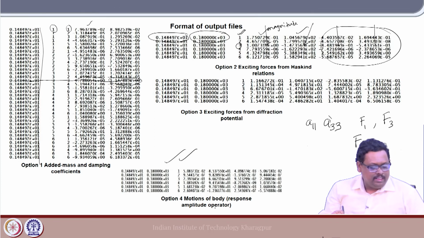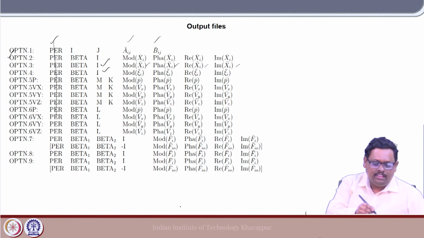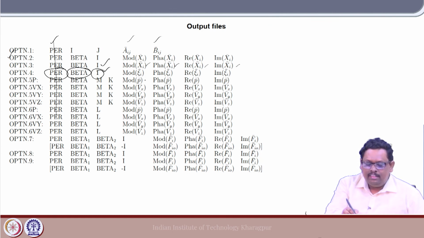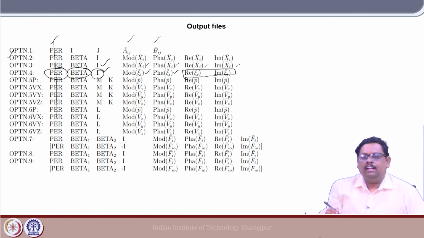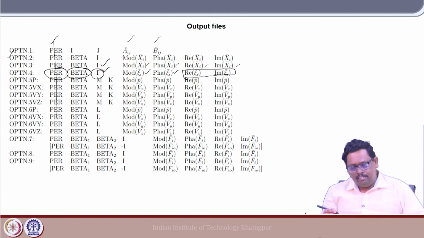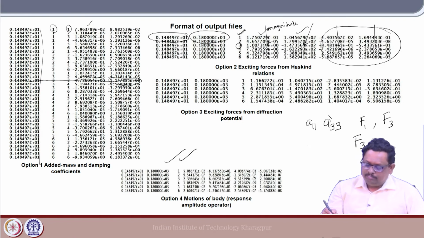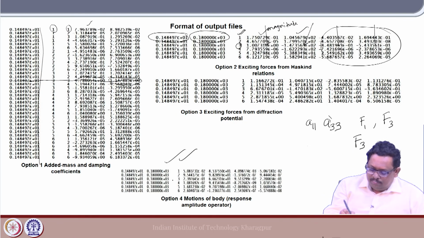Okay. Now, this is the motion. Option 4 gives the motion. Similarly, first is the period, then the heading angle, then the mode you are interested in, and again the magnitude and the phase. Since in the complex potential you normally get a complex number, it will give you the real and imaginary part. Here I am marking mode 3, so this is for the heave.